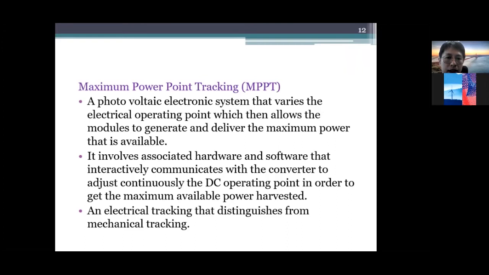So maximum power point is different from maximum power point tracking. And technically, when we say maximum power point tracking, it involves associated hardware and software that interactively communicate in real time with the DC to DC converter in order to continuously adjust the DC operating point. The purpose of doing so is to harvest the maximal available power that can possibly be produced by the solar PV. So again, when we say maximum power point tracking, it is distinguished from mechanical tracking because we are talking about electrical tracking in this case.